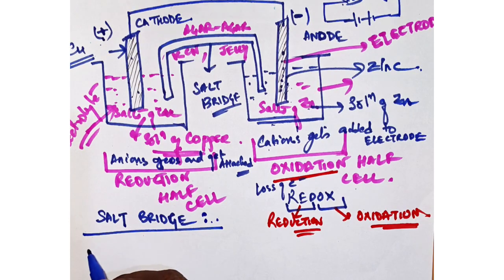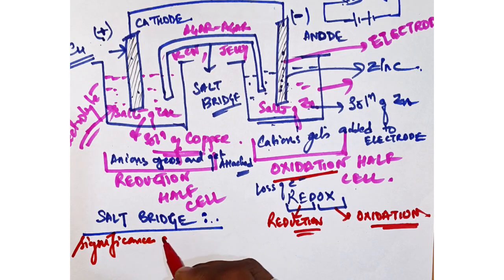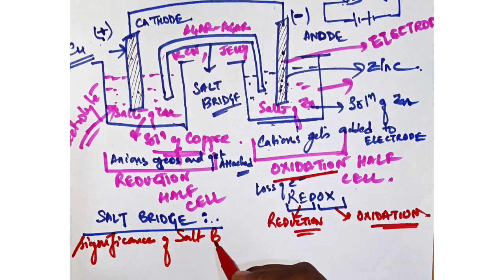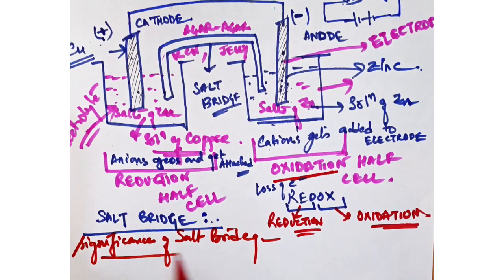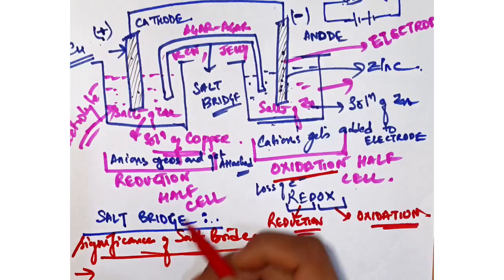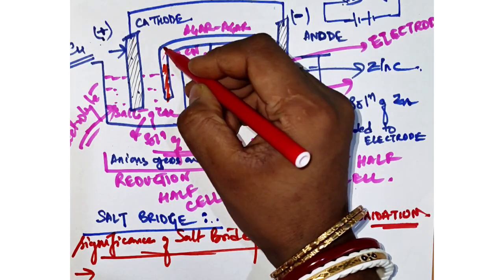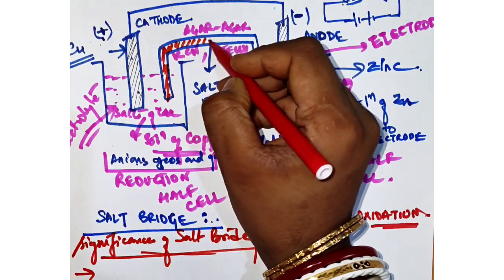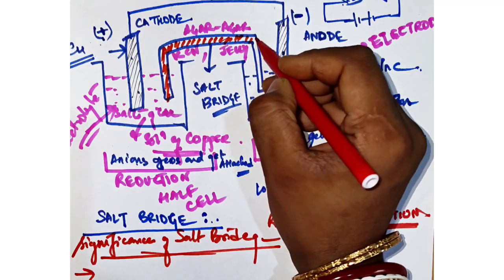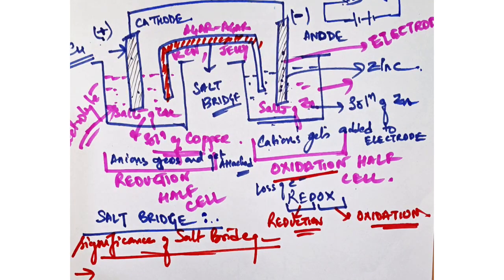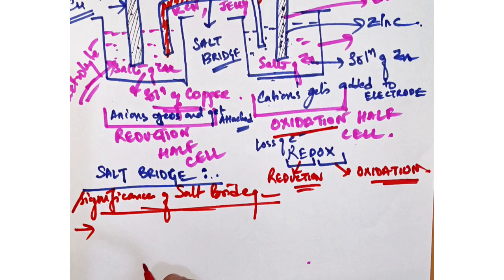So what is the significance of the salt bridge? We will discuss the significance of the salt bridge now. Okay, this is important, because in competitive examinations sometimes they will ask you to state the significance of the salt bridge. If you don't know, there will be a problem. The first significance is that it connects the solutions of the two half cells, thus completing the cell circuit.